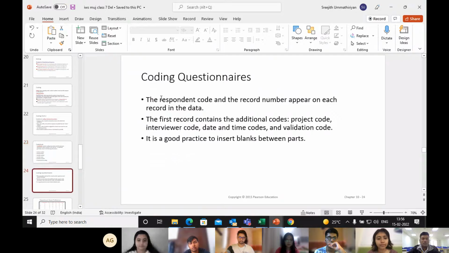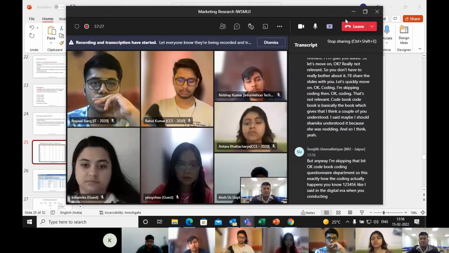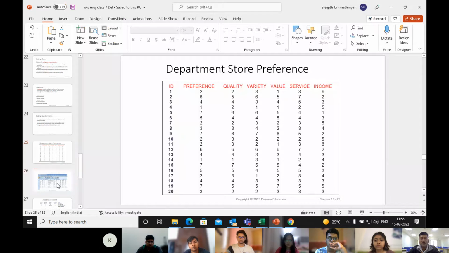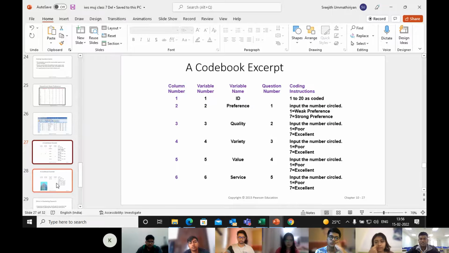Okay, code book, coding questionnaire, department. So this is exactly how the coding actually happens. 1, 2, 3, 4, 5, 6. Like I said, in the digital era, when you're conducting all this online, really these things aren't so important, unless you're working for a market research firm. This is how it will look on SPSS. Yeah, codebook excerpt.